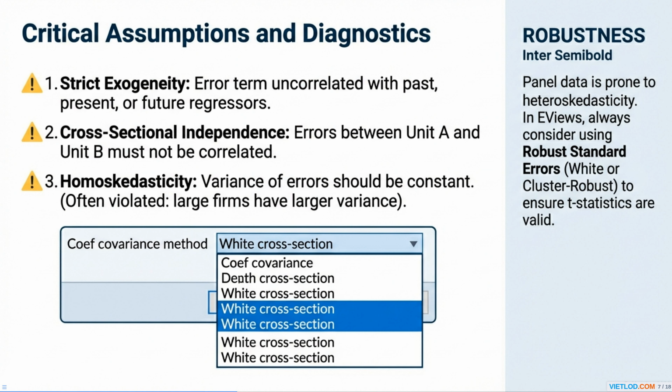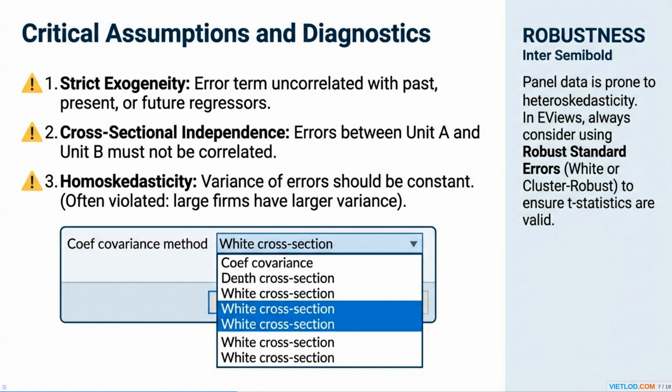This slide outlines critical assumptions for valid economic analysis and discusses robustness. First, strict exogeneity requires that the error term is uncorrelated with past, present, or future regressors. Second, cross-sectional independence means that errors between different units, e.g. Unit A and Unit B, must not be correlated. Third, homoskedasticity assumes that the variance of errors should be constant across all observations. This assumption is often violated in practice. For example, large firms often have larger variance in their financial data than small firms.